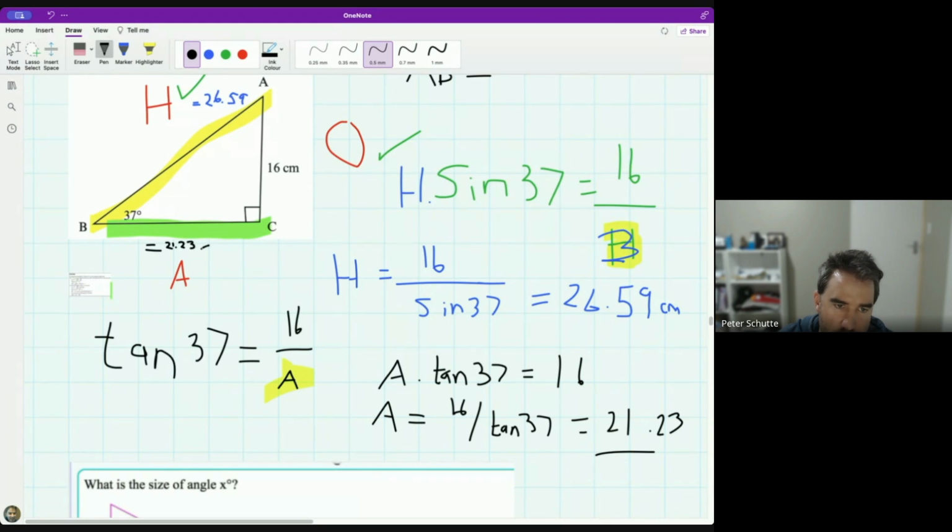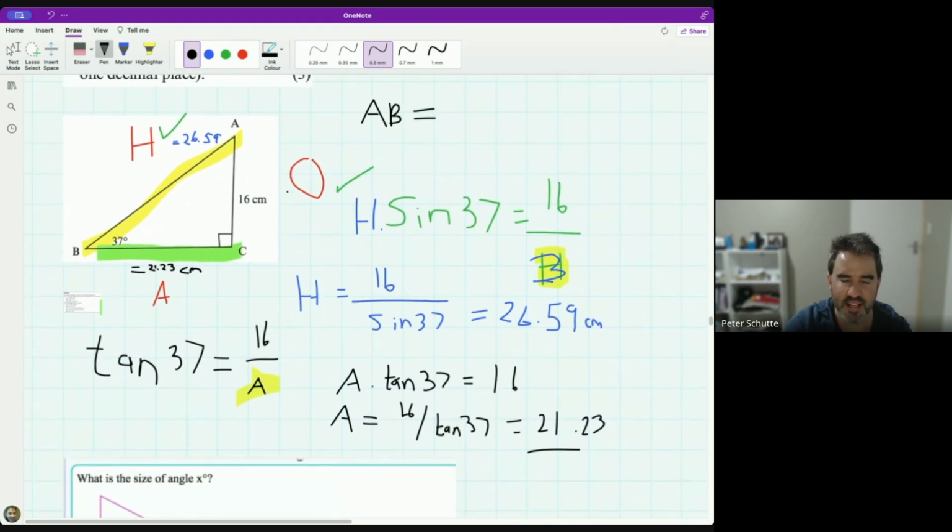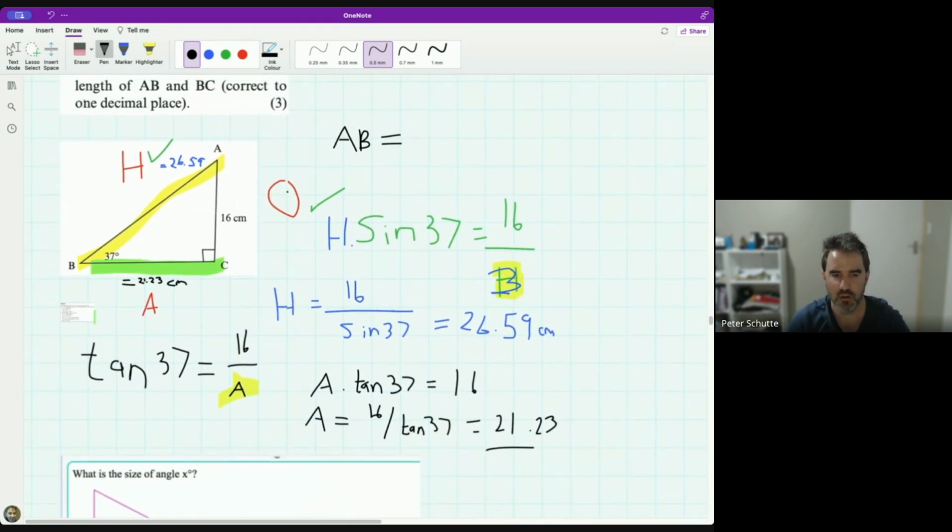21.23 centimeters. Give me a score out of 10 for how well you think you're able to do this, finding the length of sides using grade 10 trigonometry. In the next lesson, I continue, and I want to get a feel for how well you understand finding sides using normal trigonometry. Give me a score out of 10. 10 is perfect. 0 is no understanding. How well do you understand what I'm currently doing here?